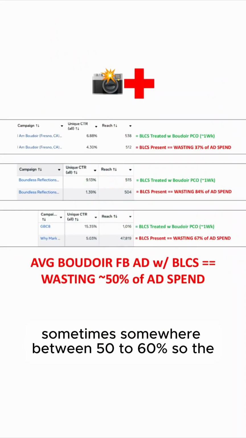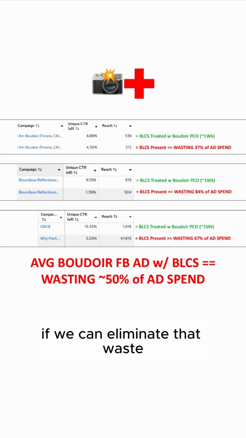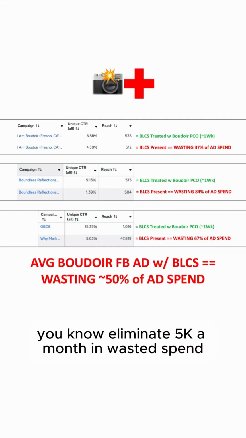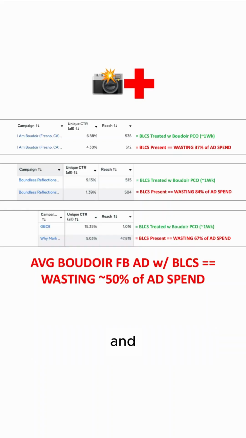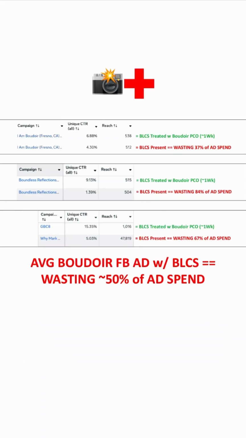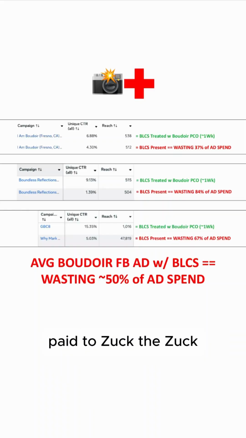So if they're spending 10 grand a month on Boudoir Facebook ads, and we can eliminate that wasted ad spend on average, we'll allow them to pocket, eliminate 5K a month in wasted spend, and that's approximately 60K over the next 12 months. Literally back in their pocket, simply not being wasted, paid to Zuck.